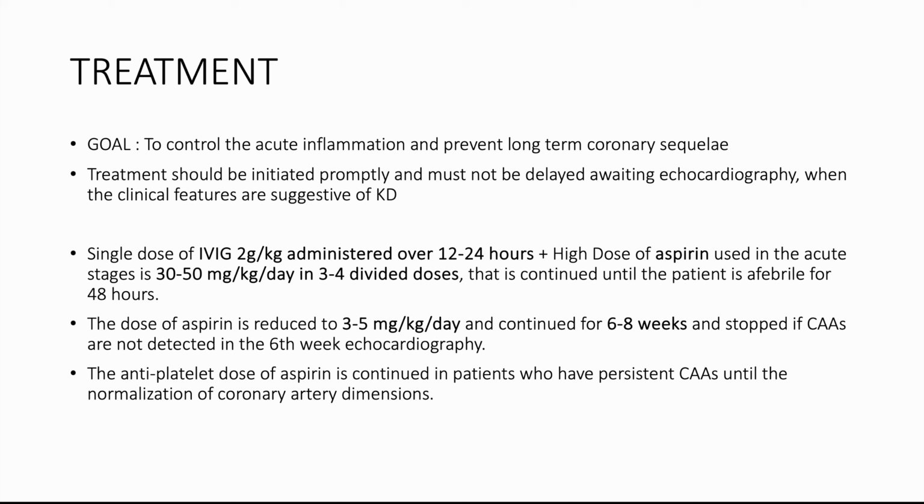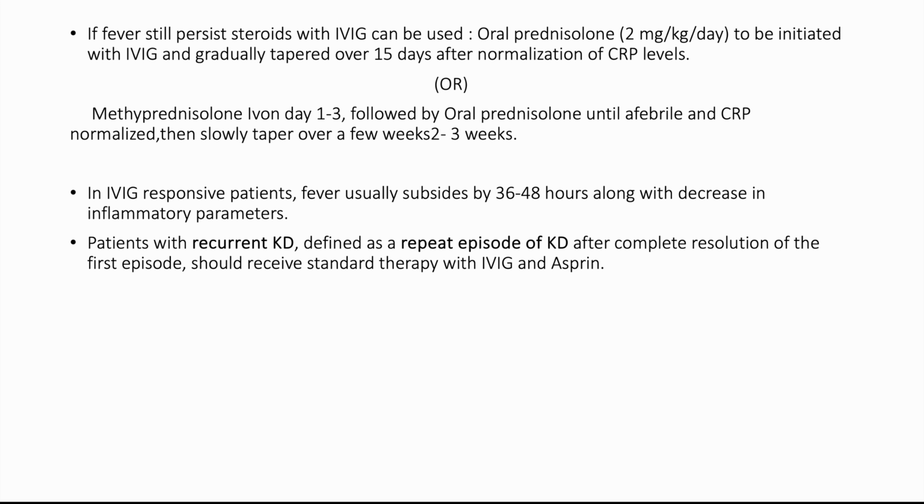The antiplatelet dose of aspirin is continued in patients who have persistent coronary artery aneurysms until normalization of coronary artery dimensions. If fever still persists, steroids with IVIG can be used, like oral prednisolone 2 mg per kg per day, initiated with IVIG and gradually tapered over 15 days after normalization of CRP levels. Or instead of oral prednisolone, we can use methylprednisolone IV on day 1 to 3, followed by oral prednisolone until afebrile and CRP normalized. Then we slowly taper over 2 to 3 weeks.